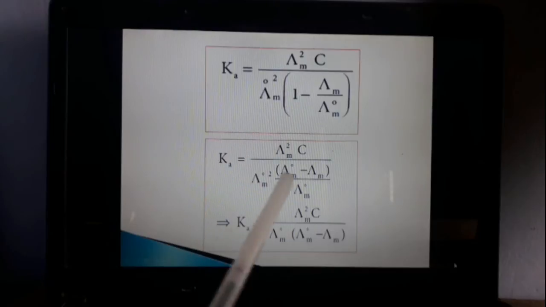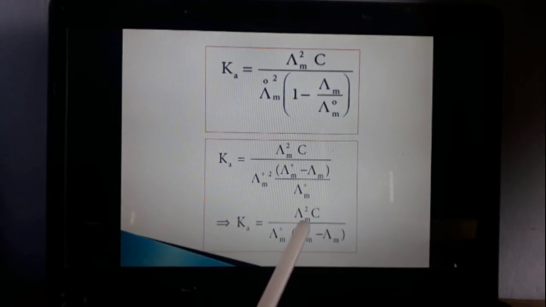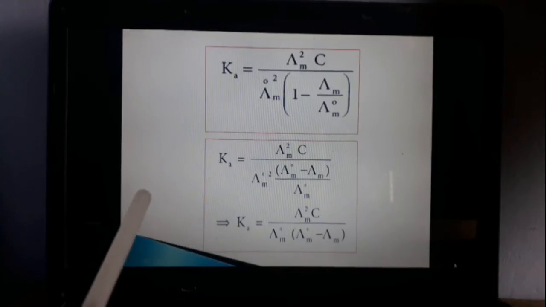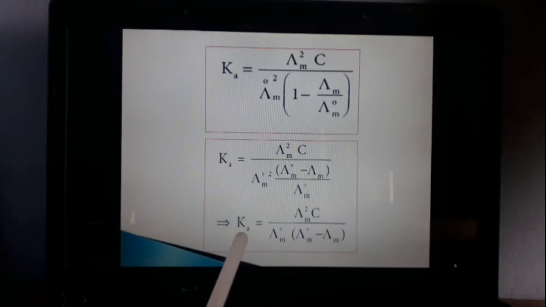Take the LCM: lambda 0 m minus lambda m divided by lambda 0 m. Now Ka is equal to lambda m squared C divided by lambda 0 m into (lambda 0 m minus lambda m). This is the final Ka value, that is, the dissociation constant of the acid.